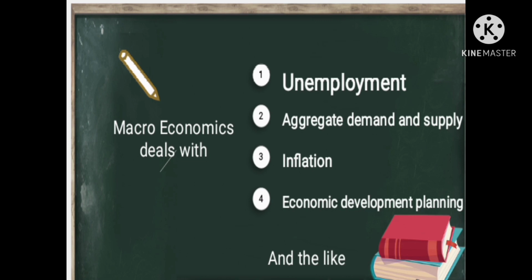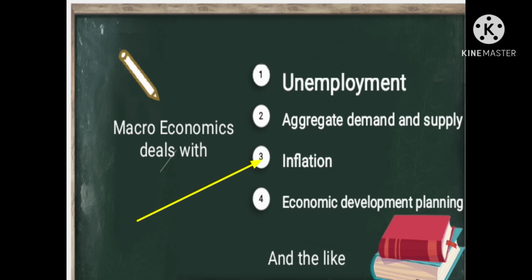So, macroeconomics deals with given variables, among which we have one, unemployment, the unemployment level. How many are employed vis-a-vis how many are unemployed in the economy? Two, the aggregates, that is aggregate demand and the aggregate supply. How much of the commodity or commodities are demanded within the economy? What about supply? How much of the commodities are produced and therefore supplied in the economy?